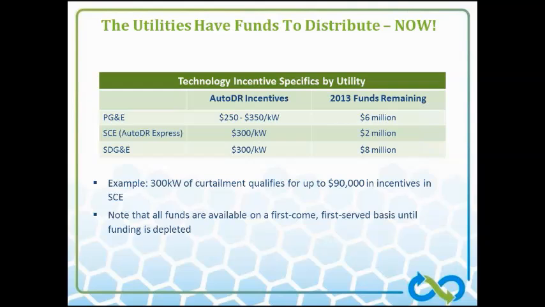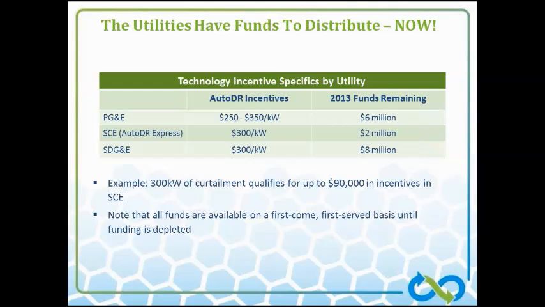So the way that this works is every kilowatt enrolled into a demand response program in PG&E qualifies for anywhere from $250 to $350 per kilowatt enrolled. So that would mean that, as the example here, in Edison, $300 per kilowatt. If you have 300 kilowatts enrolled, that would qualify you for $90,000 in incentives. Those incentives can cover up to 100% of project cost.